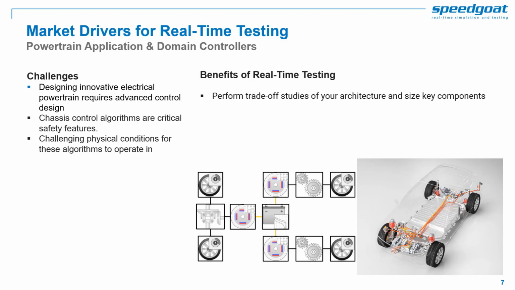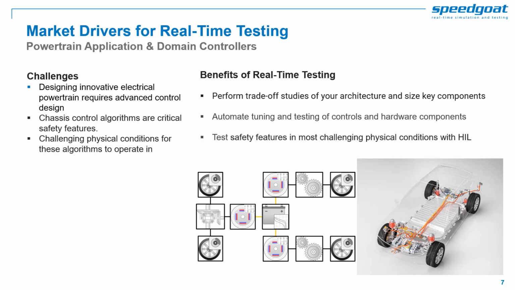Use real-time testing to perform trade-off studies of your architecture and size key components, such as the battery pack and traction motor, using digital twins. Perform automated tuning and automated testing of controls and hardware components to ensure that functional, safety and certification requirements are met. And test safety features in the most challenging physical conditions with HIL.